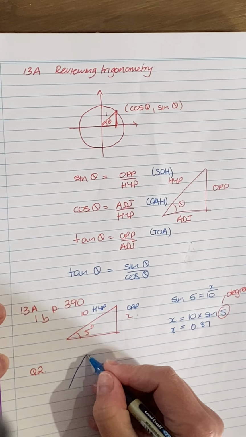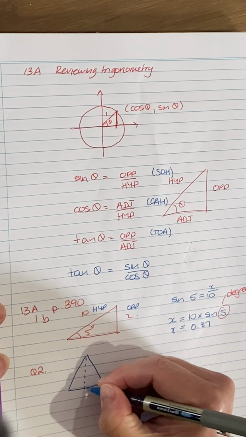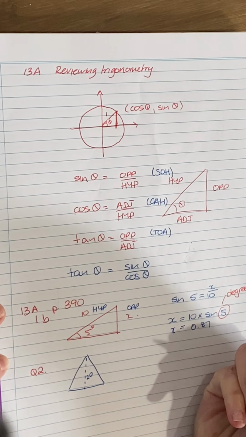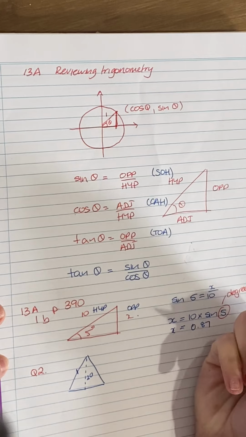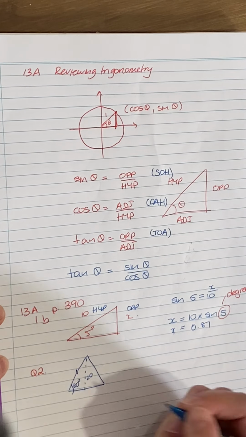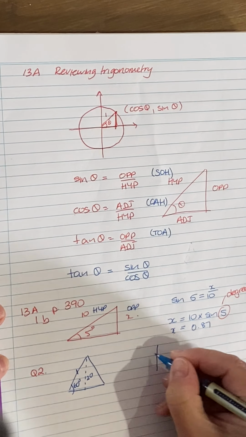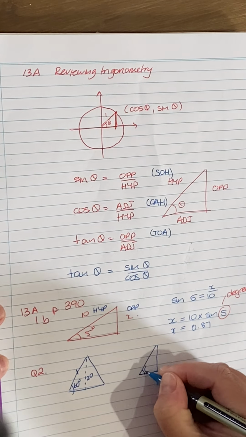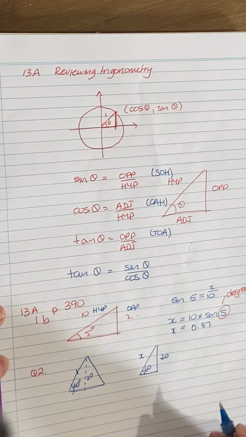So I'm going to draw an equilateral triangle. The altitude, this one here, is 20. You need to find the length of one side, which would be this. So it seems we don't have enough information, but in an equilateral triangle, we know that they're all 60 degrees. So if I redraw that over here, I've got 60, I've got 20, and we want to find the length of one of those sides.